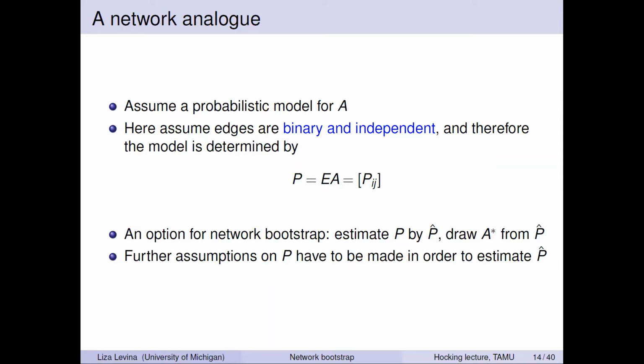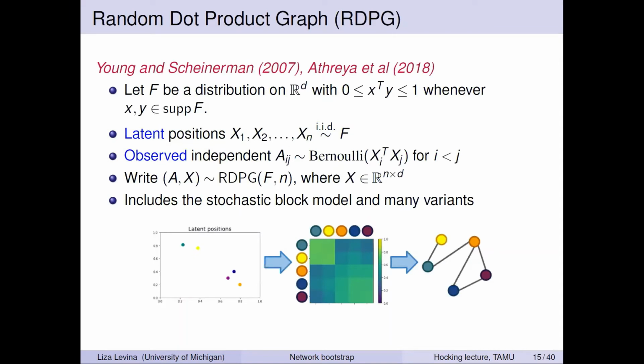As I mentioned, you have to assume something about P in order to estimate it, impose some structure, otherwise you won't be able to do it. So this particular form of a latent variable model that I'm going to use here is called the random dot product graph. It is a latent variable model. It's been around for 15 years or so already, but it's still a pretty active area of research.